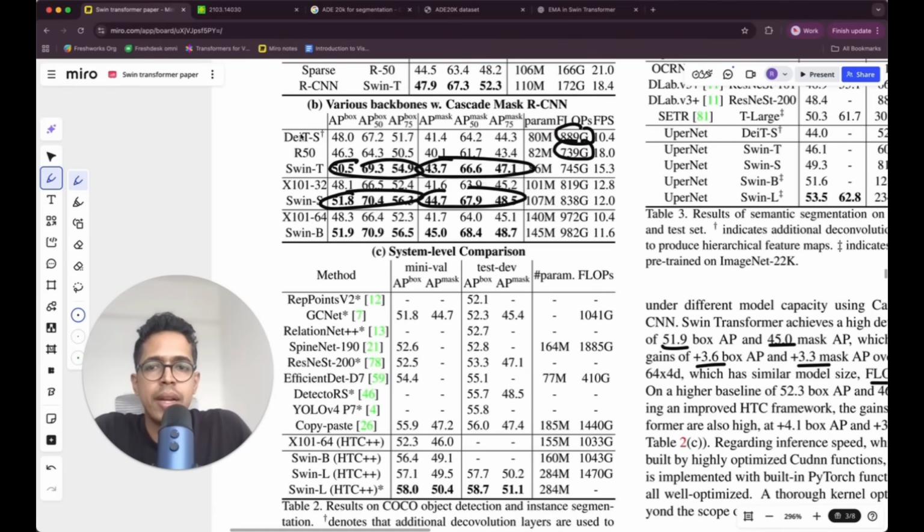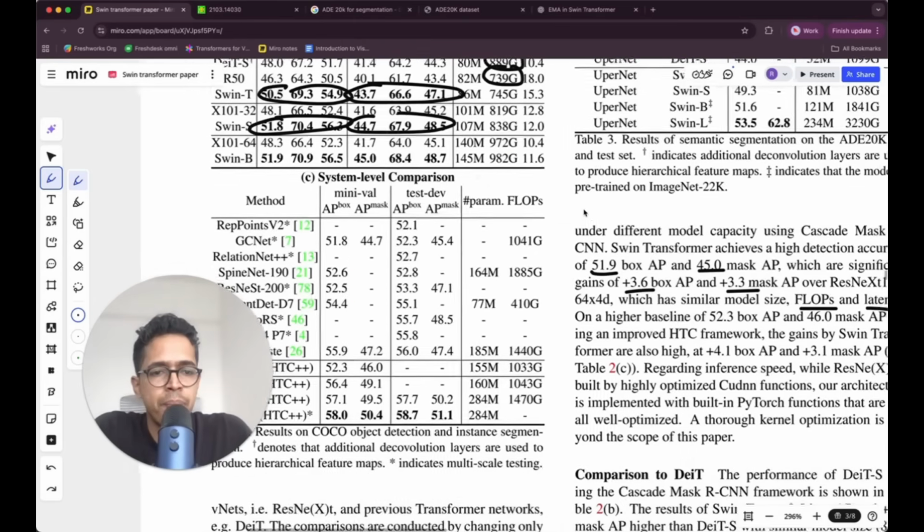So compared to data-efficient DeiTs or ResNeXt 101, I think here actually Swin has a higher number of FLOPs, I guess. Frames per second is higher, but FLOPs is higher for Swin Transformer. So it's almost comparable. It doesn't make sense to compare it exact number by number, but they're almost comparable models in terms of size and speed.